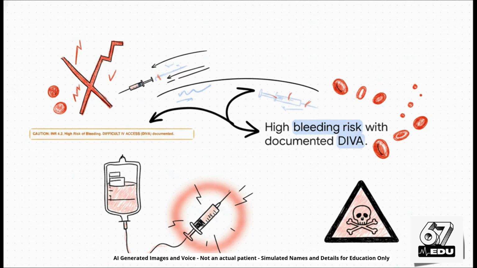So, connect the dots with me here. We have a documented INR of 4.2, a huge bleeding risk, paired with known difficult IV access. Think about what that really means. It means that losing our one and only 22-gauge line isn't just an annoyance, it's an absolute danger. We literally can't just keep fishing around for a new vein without turning her arm into a massive bleeding hematoma.